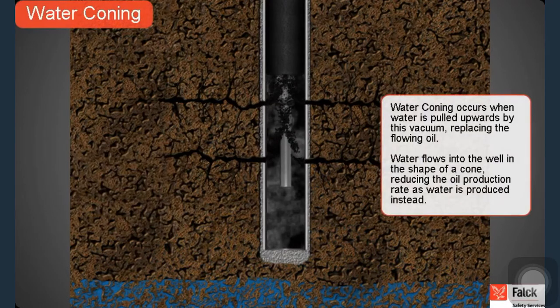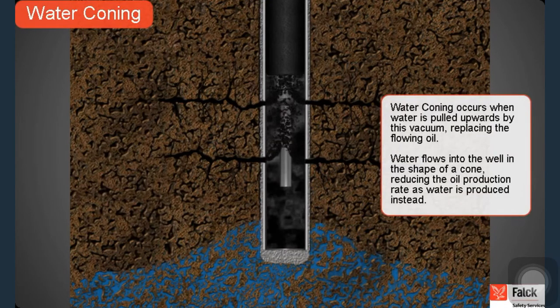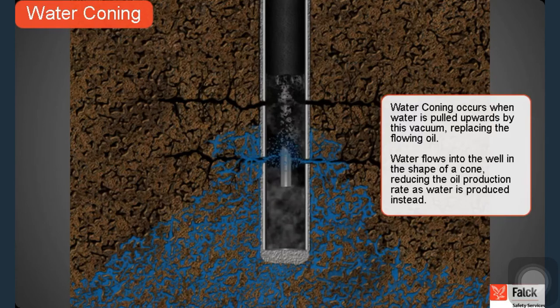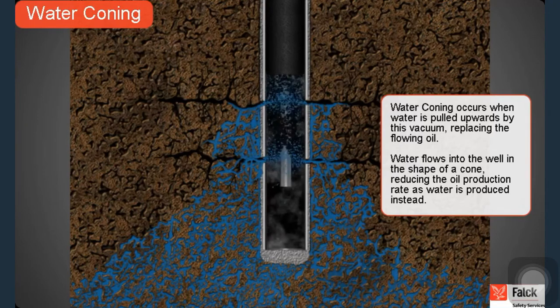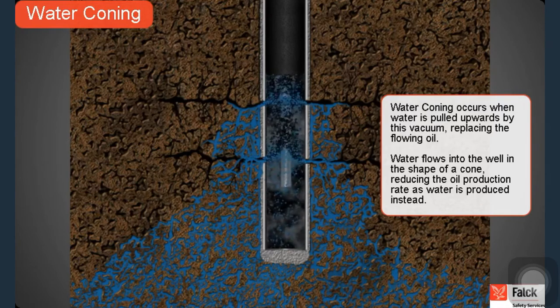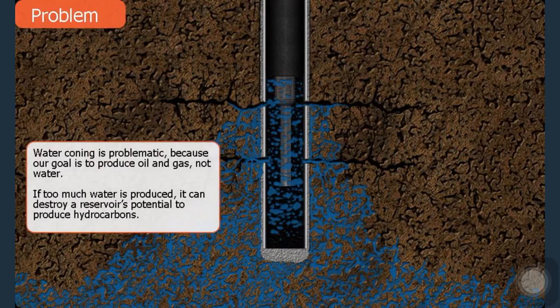Water coning occurs when water is pulled upwards by this vacuum, replacing the flowing oil. Water flows into the well in the shape of a cone, reducing the oil production rate as water is produced instead. Water coning is problematic, because our goal is to produce oil and gas, not water. If too much water is produced, it can destroy a reservoir's potential to produce hydrocarbons.